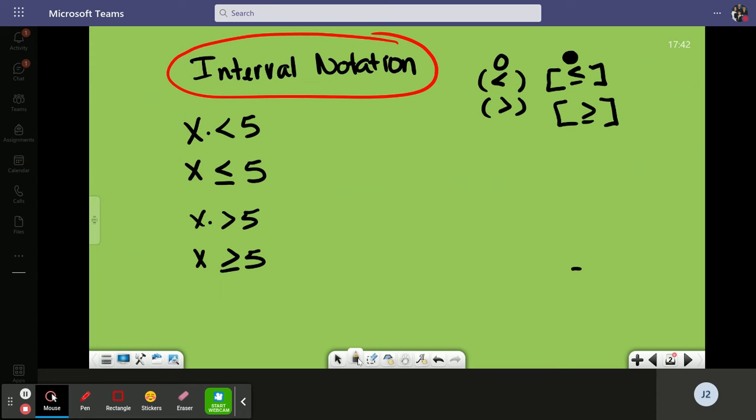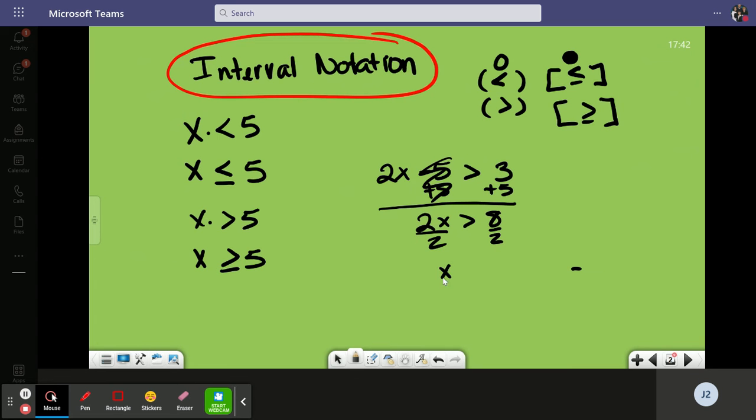So let's say that I have the inequality 2x minus 5 is greater than 3. So an inequality, we're going to solve it the same exact way we would any equation, right? So we're going to start out with adding 5 to both sides. Now the 5s are canceled, and I have 2 times x is greater than 8, and I'm going to divide by that 2, x is greater than 4.